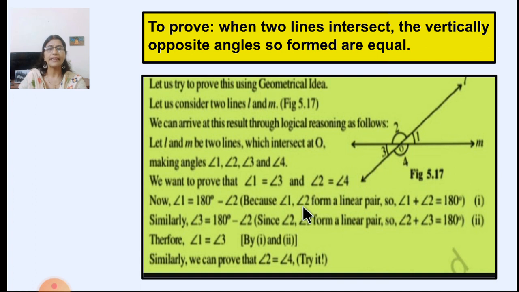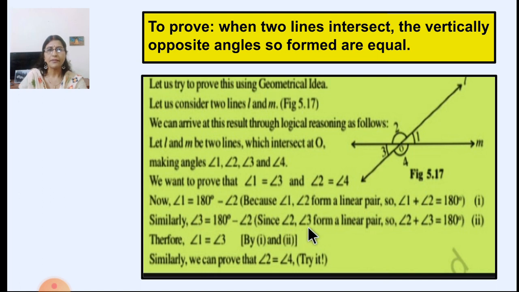As we know, angle 1 and angle 2 form a linear pair because they are lying on this line M. So we can write angle 1 plus angle 2 is equal to 180 degree, as they form a linear pair of angles. Or we can write angle 1 is equal to 180 degree, and angle 2 we bring to the other side. By the transpose method, it will become 180 degree minus angle 2. So angle 1 is equal to 180 degree minus angle 2.